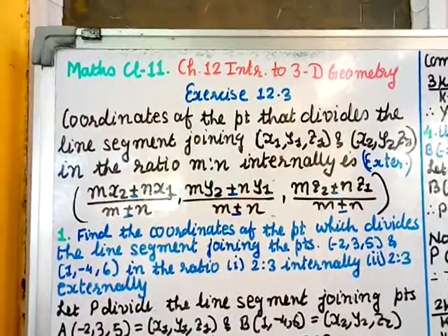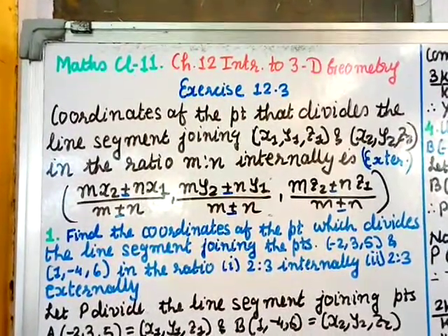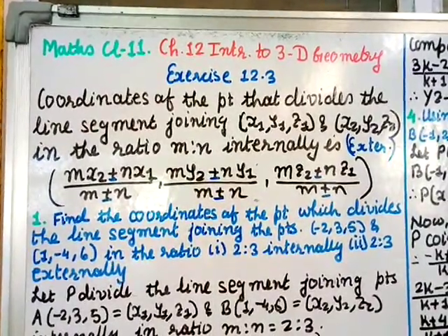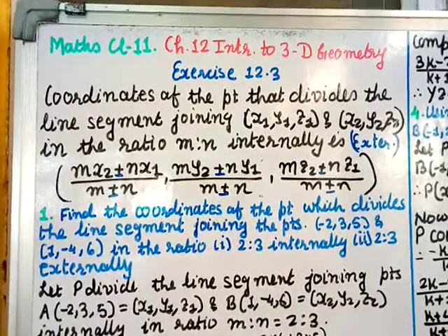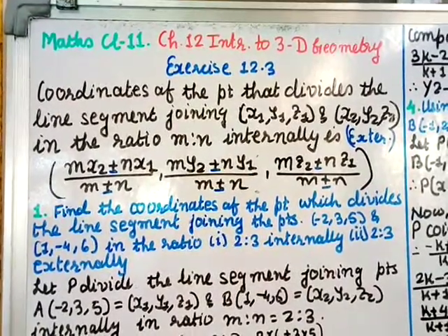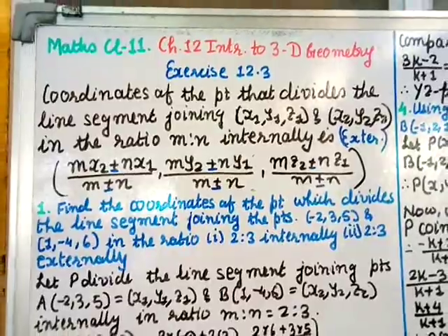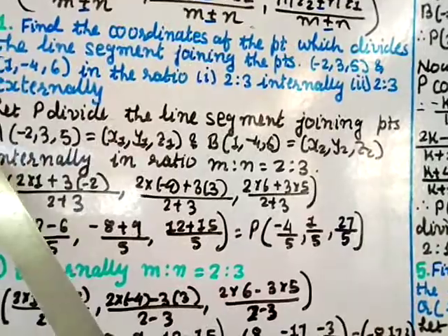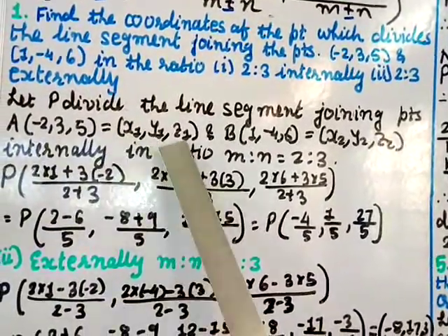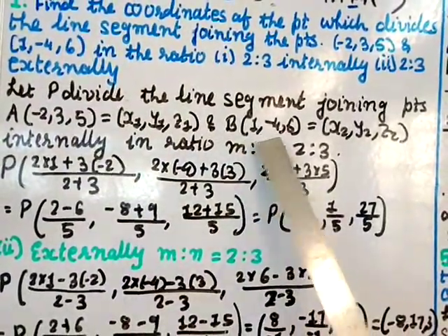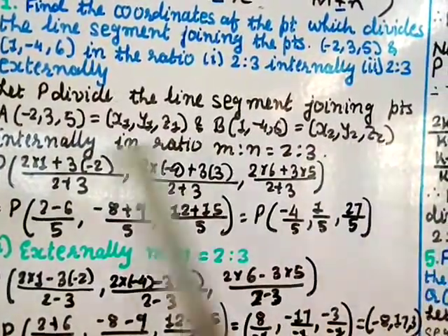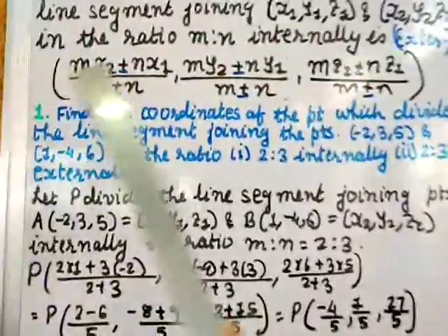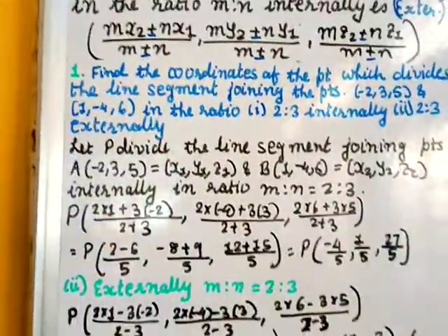Question number 1. Find the coordinates of the point which divides the line segment joining the points (-2, 3, 5) and (1, -4, 6) in the ratio 2:3, number 1 internally and number 2 externally. Let P divide the line segment joining the points A (-2, 3, 5) as x1, y1, z1 and B (1, -4, 6) as x2, y2, z2 internally in the ratio 2:3, call it m:n. You have the section formula and all the values here, so let us replace the values.